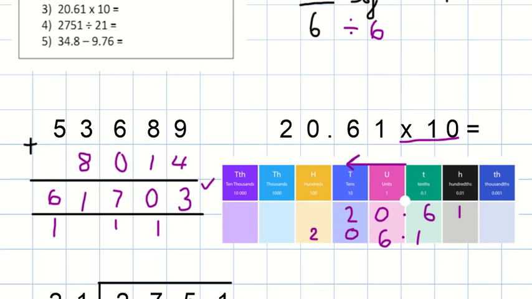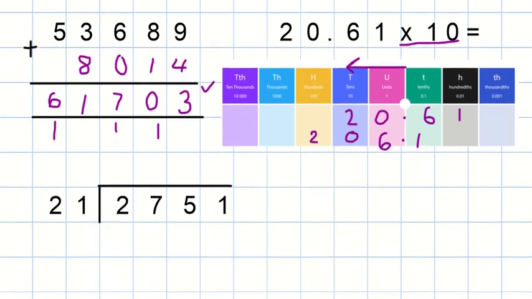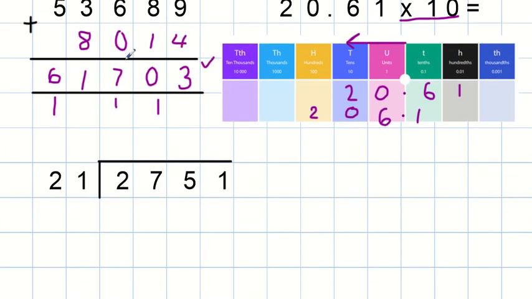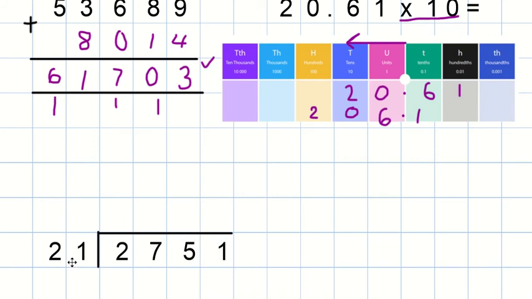Okay, number 4 then. 2,751 divided by 21. Okay, I think that I could probably use short division for this. Yes, I think I can. Let's start by thinking, how many times does 21 go into 2? Okay, it doesn't, so I'm going to think 21 into 27. Well, that goes once. If I count on, I'd have a remainder of 6. So now I'm thinking 21 into 65.